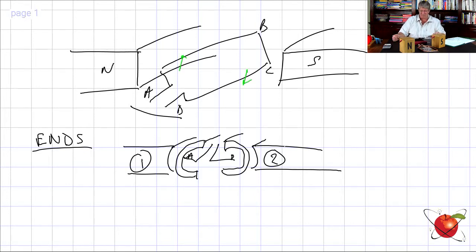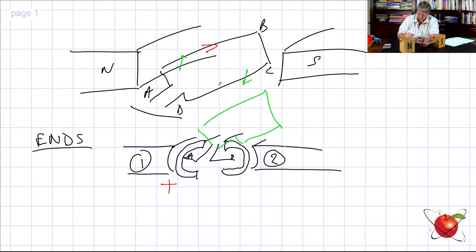We only look at AB. Remember, this is our thing out here. We look at AB. AB is going up. Here it is. AB is going up. It's cut maximum at this point. Current is going that way. So A is going to be positive. Let's put A in as positive, because my current is moving that way.